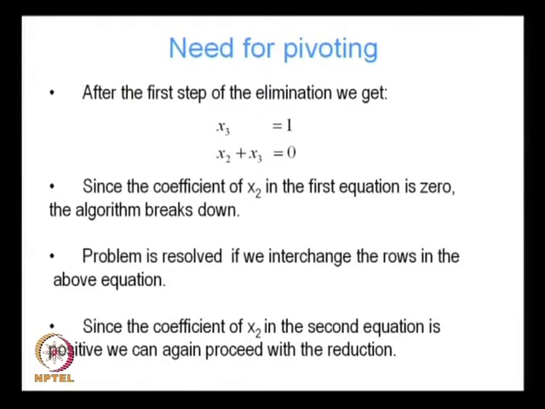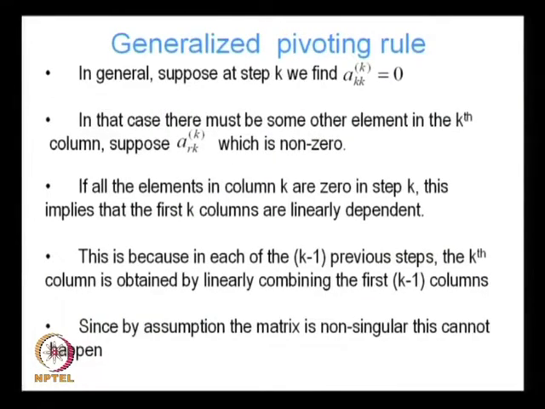However, the problem is resolved if we interchange the rows in the above equation. So, if we interchange the rows, since the coefficient of x2 in the second equation is non-zero, we can again proceed with the reduction. In general, let us generalize this. Suppose at step k in our reduction process, we find a_kk is equal to 0. In that case, there will always be some other element in the kth column, say a_rk, which is non-zero.